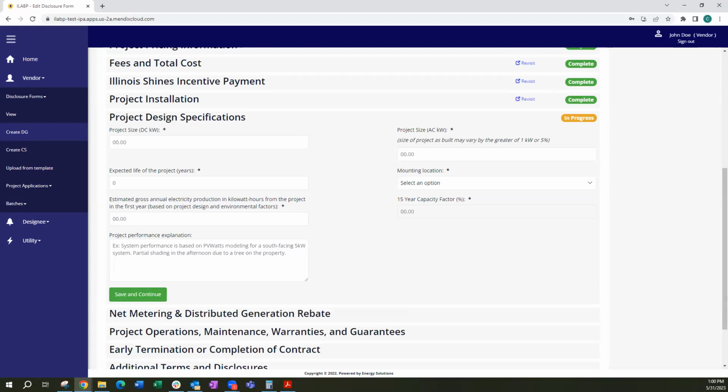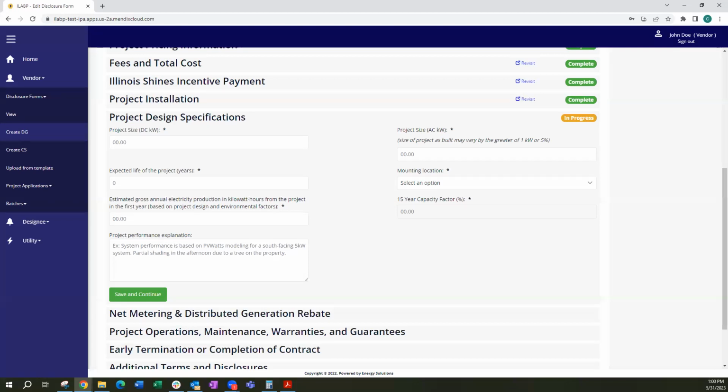Section 7, project design specifications. This section concerns the design specifications for the project. This includes the system size, mounting location, the expected life of the project, and the gross annual electricity production in kilowatt hours for the project in the first year. Please be sure to have this information ready when completing the form.